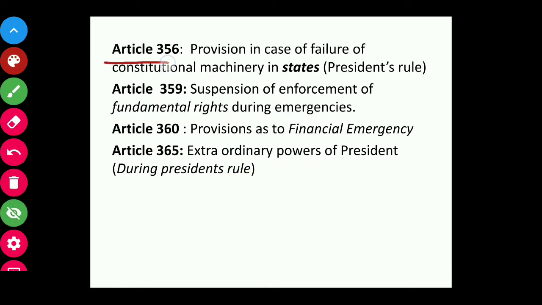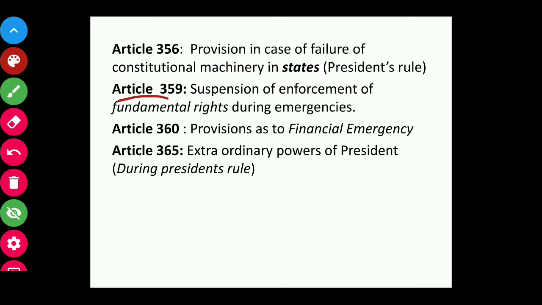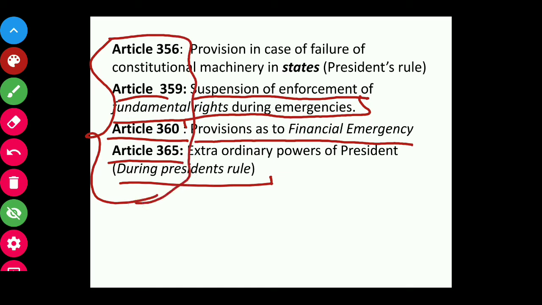Article 356 provides for the case of failure of constitutional machinery in a state. This is known as President's rule. Article 359 is for suspension of enforcement of fundamental rights during emergencies. Article 360 provides for financial emergency. Article 365 covers extraordinary powers of the President during President's rule. These are also important articles which you have to keep in mind.